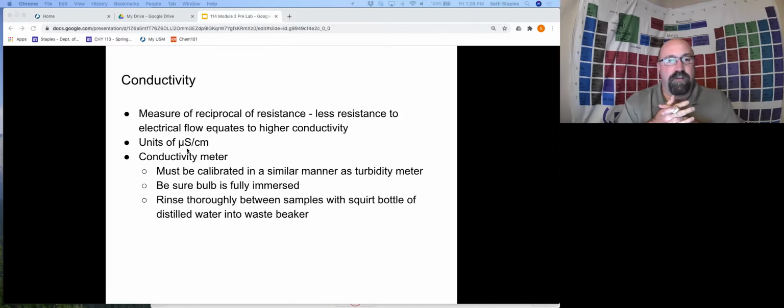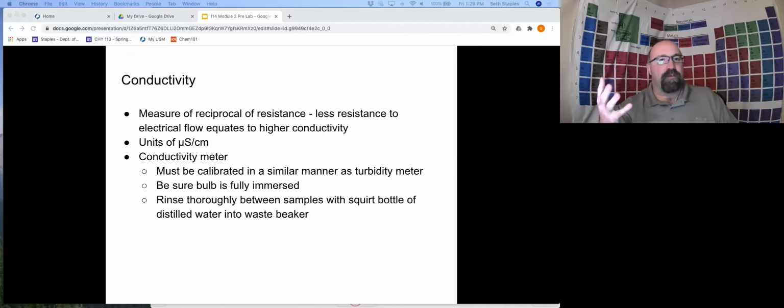In order to measure conductivity, we use a conductivity probe. Sorry, that word should say probe there as opposed to meter. And this conductivity probe has to be calibrated in a very similar manner to how you calibrated your turbidity meters. You are going to have a couple of conductivity standards that you're going to use. And just like when we calibrated our turbidity meters, make sure that you're following the directions on the card at your lab station very, very carefully.